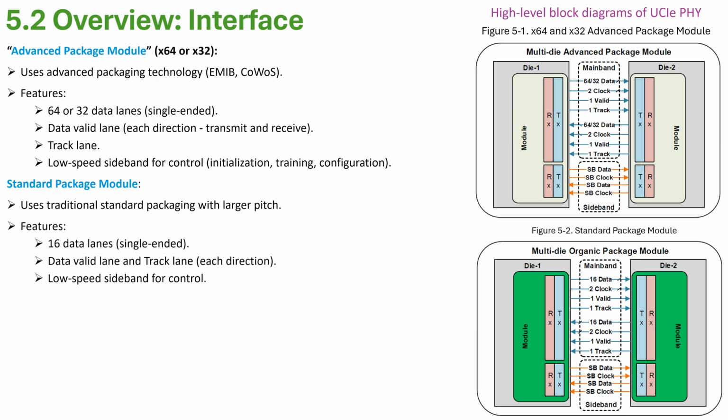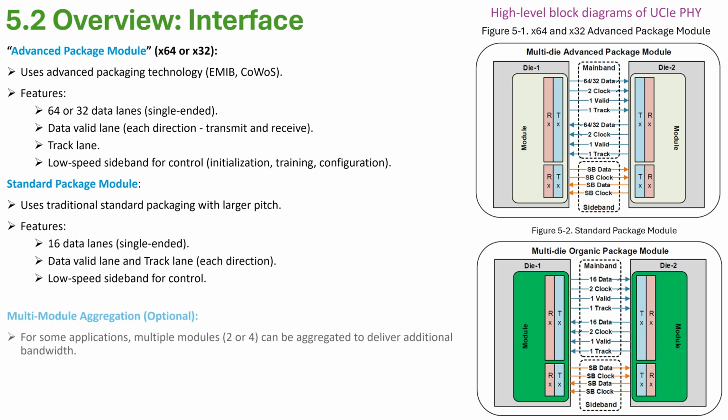The features are 16 data lines compared to the 32 or 64 from the advanced package model. It is 16 data lines. Of course, signaling remains single-ended only. Similar to the advanced package model, it also has a data valid lane and track lane and a low speed sideband for control. Control means initialization, training and configuration, etc.